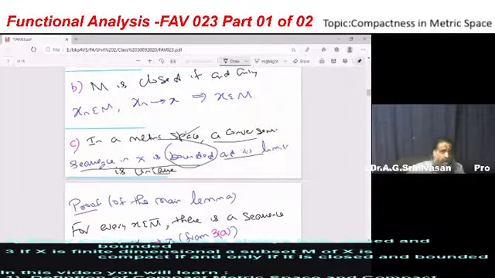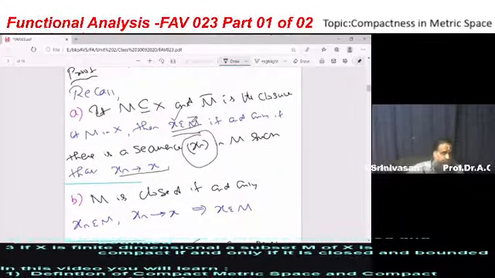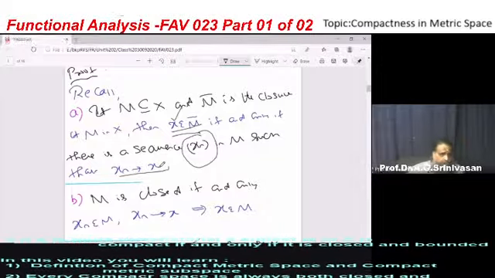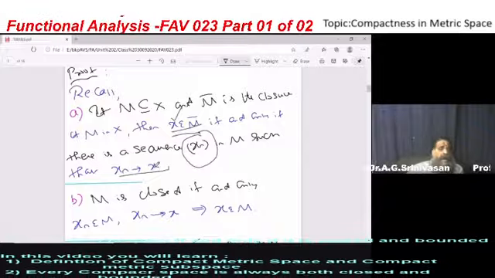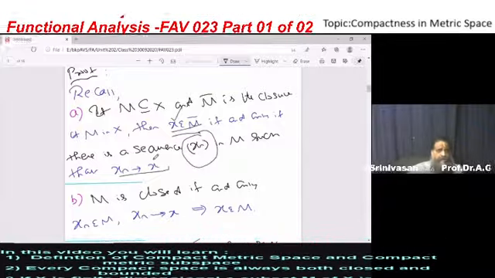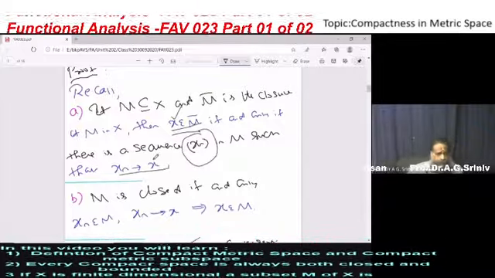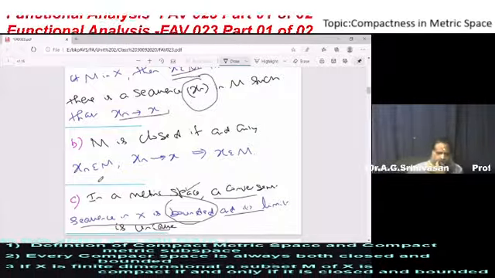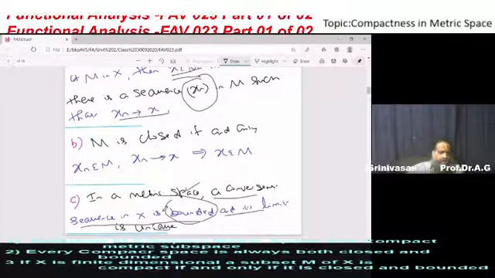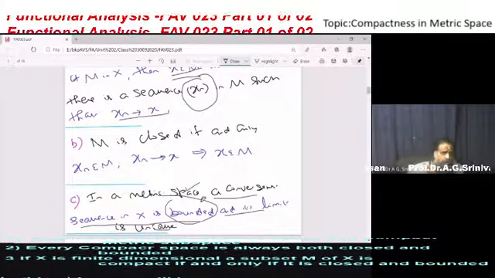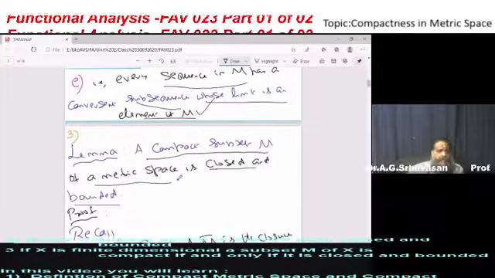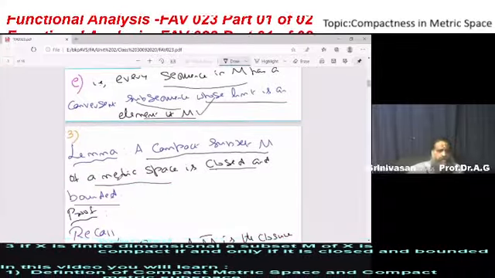So one result: if x belongs to M bar, we can always find a sequence xn in M such that xn converges to x. And if x belongs to M, then certainly M is going to be closed. And finally, we also assume the result we proved in 1.28: every convergent sequence is also bounded. Okay, so with this, we'll go to the main lemma. What does the main lemma say? A compact subset of a metric space is closed and bounded.